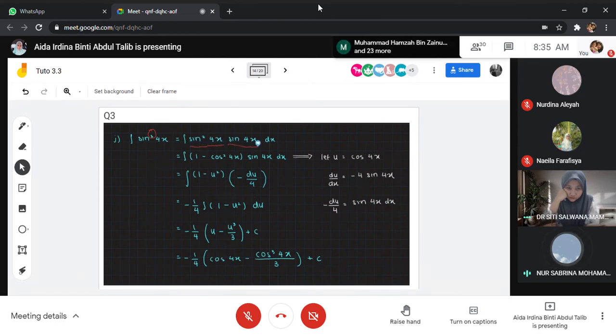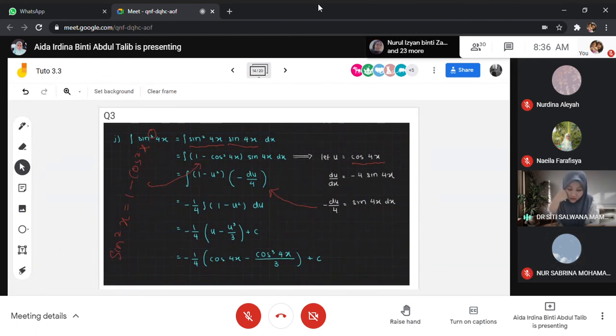Then I use the identity sin square x equals 1 minus cos square x, and I substitute this identity into it. Then I use the substitution method. I let u equal to cos 4x. So finally I get du over negative 4 equals sin 4x dx. I substitute all the values of u in, and solve it. Then I get the final answer: negative 1 over 4 times cos 4x minus cos cube 4x over 3 plus c. That's all.